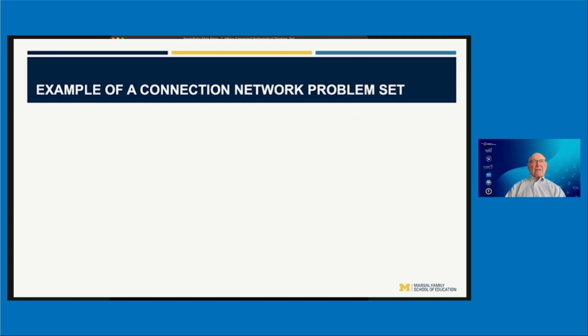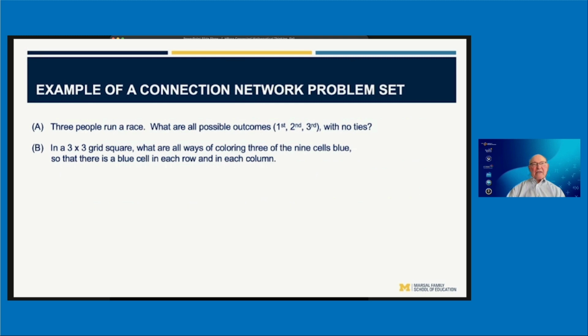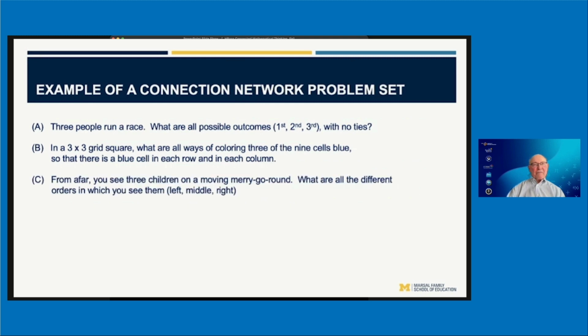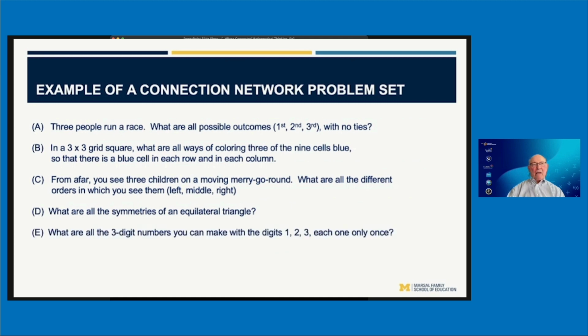So to give you a feel for this, let me give you an example of a connection network problem set. The first two problems, A and B, are the two problems we've already discussed. Problem C is this: from afar, you see three children on a merry-go-round. What are all the different orders in which you see them, left, middle, and right, as the merry-go-round turns? Problem D: what are the symmetries of an equilateral triangle? Problem E: what are all the three-digit numbers you can make with the digits 1, 2, and 3, using each one only once?